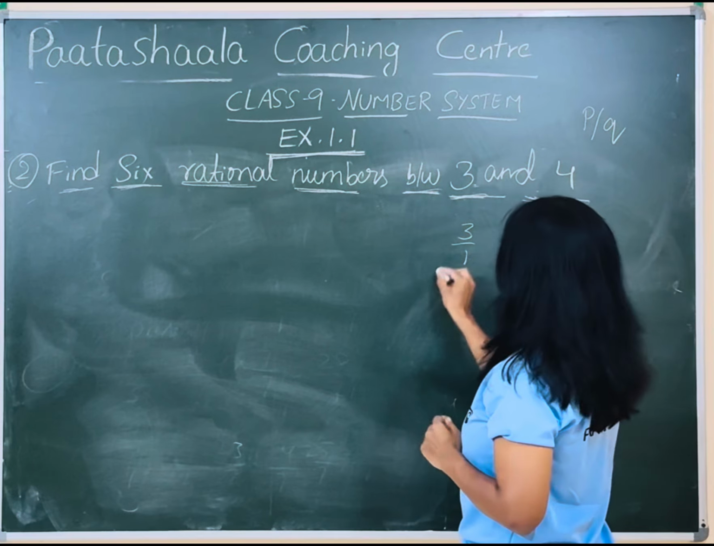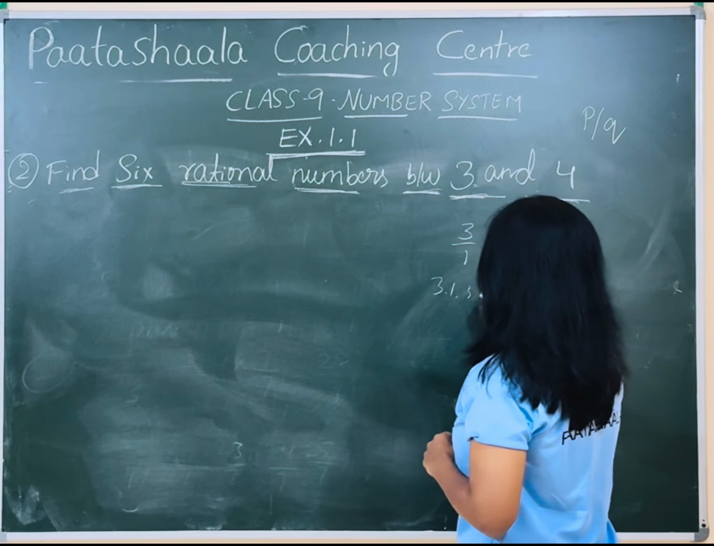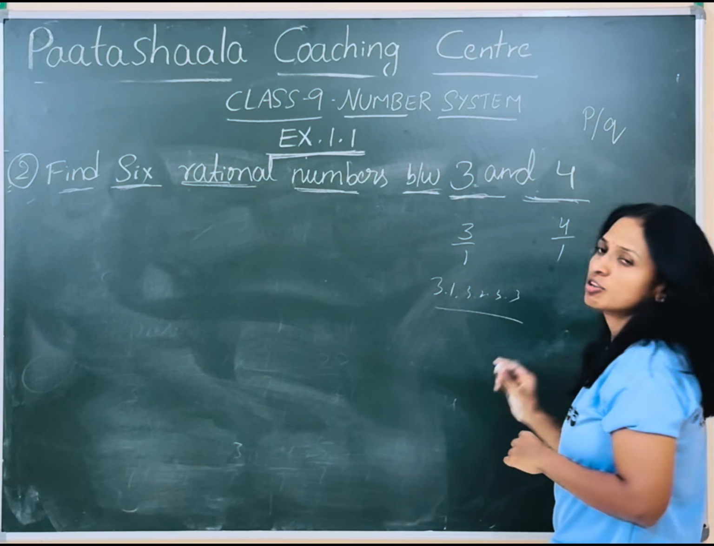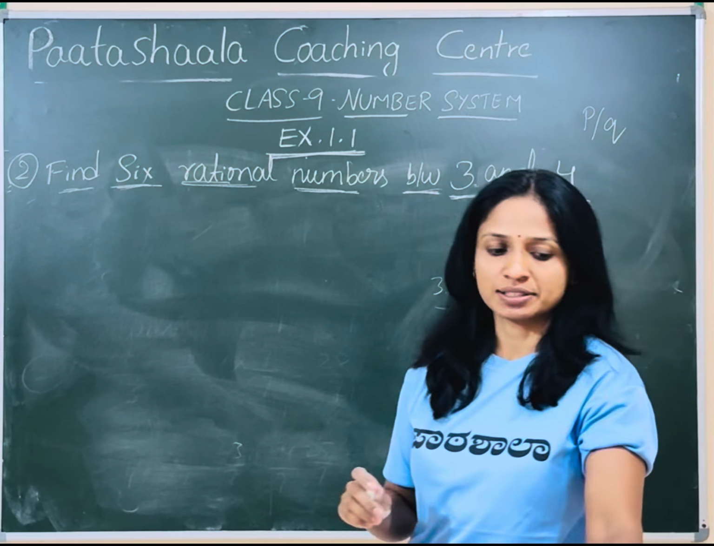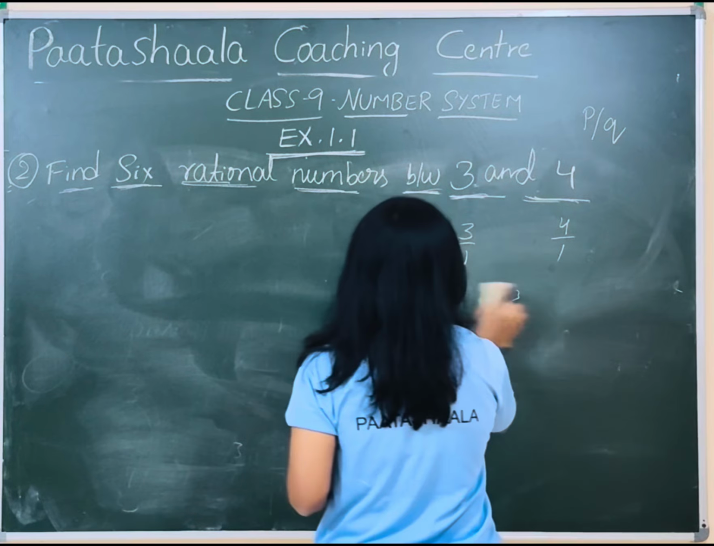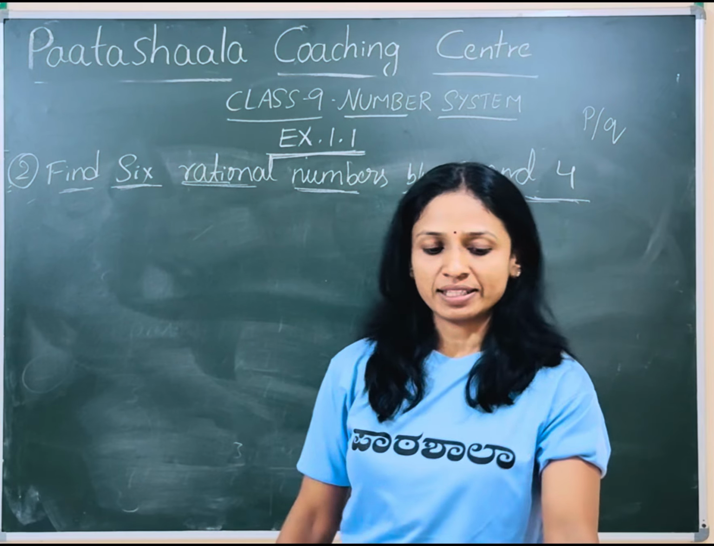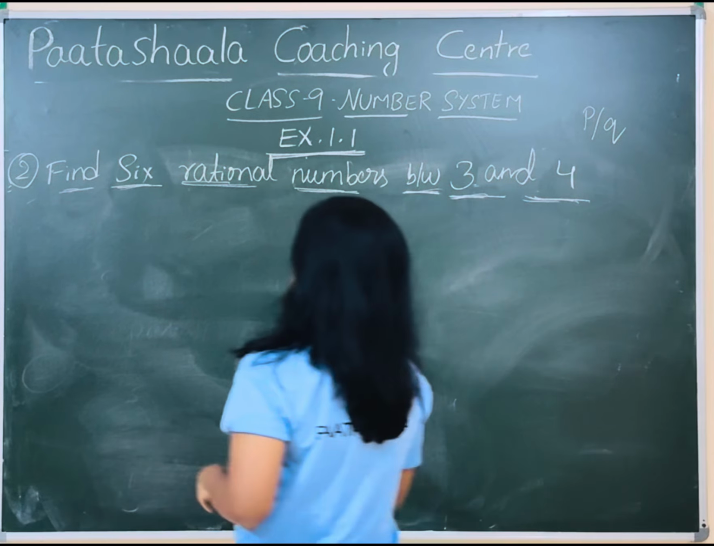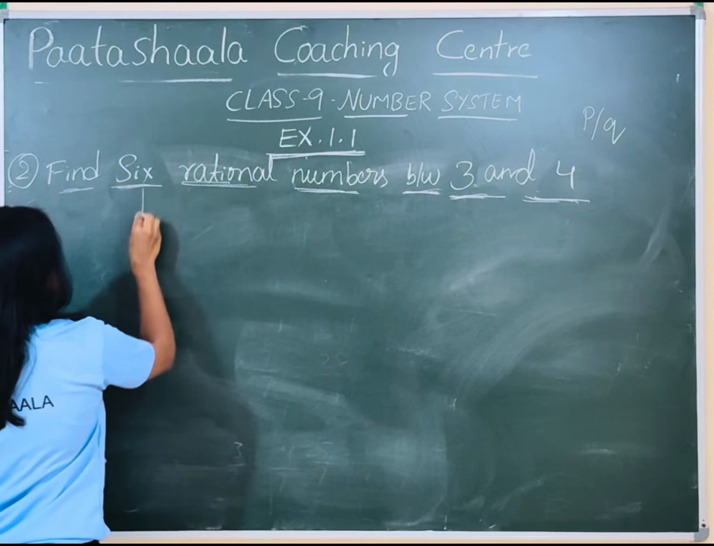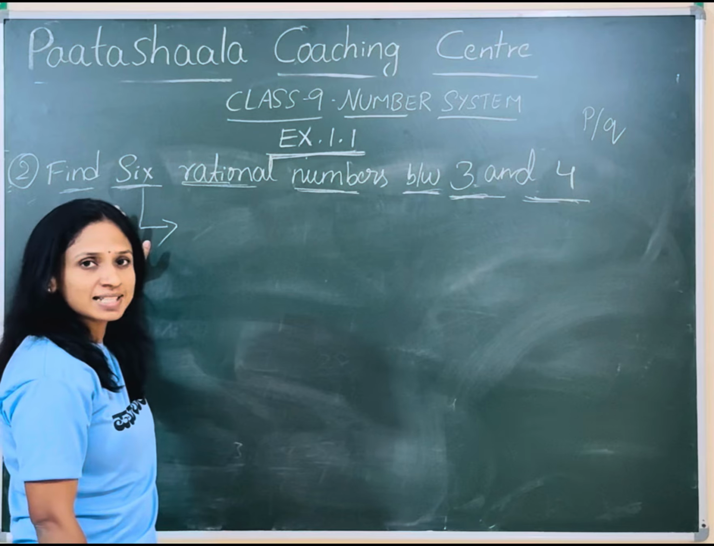So we might write like 3.1, 3.2, 3.3, but these are not rational numbers, these are decimals. So how can we find the rational numbers? We have an easy method, a shortcut method to find those rational numbers. What is that shortcut method? They are asking for 6 rational numbers.